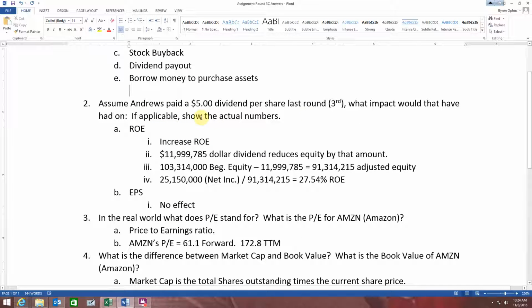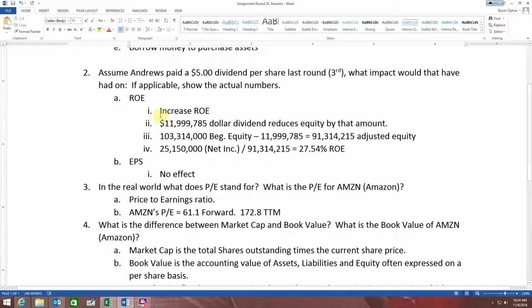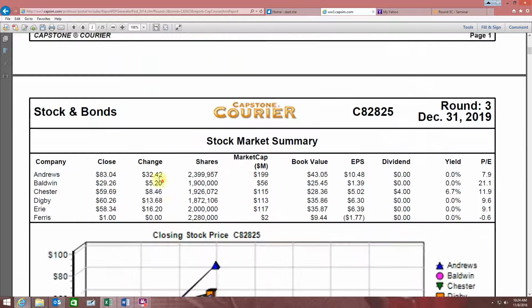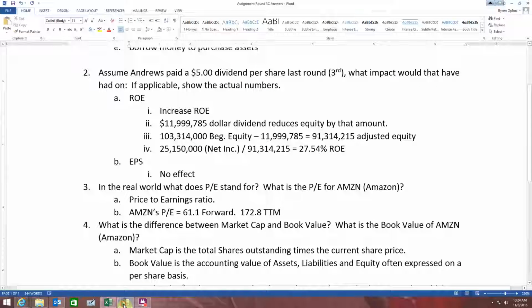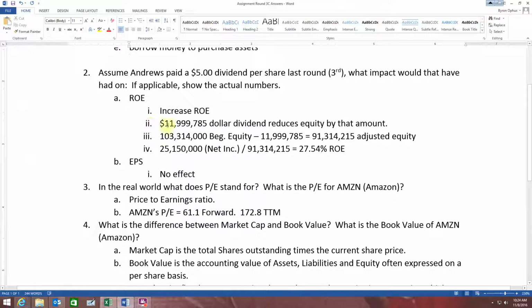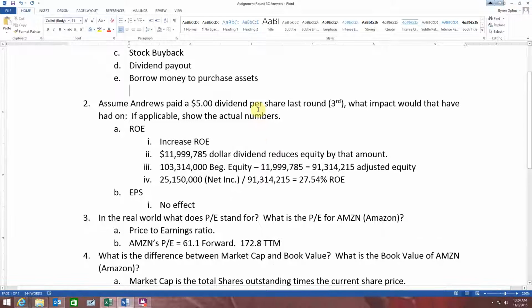So, 2, assume Andrews paid a $5 dividend per share last round, the third round. What impact would that have had on, and if applicable, show the actual number. So on ROE, it would have increased ROE. A $5 dividend, and that's $5 based on the number of shares outstanding. I could have rounded this, but for the number of shares outstanding, I'm looking at Andrews. 2.399, so it's going to be just about 12 million, but I did the actual math, so it's just a little less than 12 million. So that reduces the equity by that amount, right?